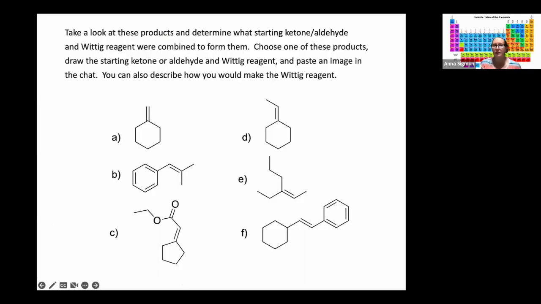All of these alkenes can be made using a Wittig reaction or a Horner-Wadsworth-Emmons reaction. So I'd like you to take a look at these alkenes and then figure out what would be the starting ketone or aldehyde and starting Wittig or Horner-Wadsworth-Emmons reagent that you would use to make these alkenes. Draw your answers and then paste an image of them into the chat. You could also describe whether there's E or Z preference and also how you might make the Wittig reagent.